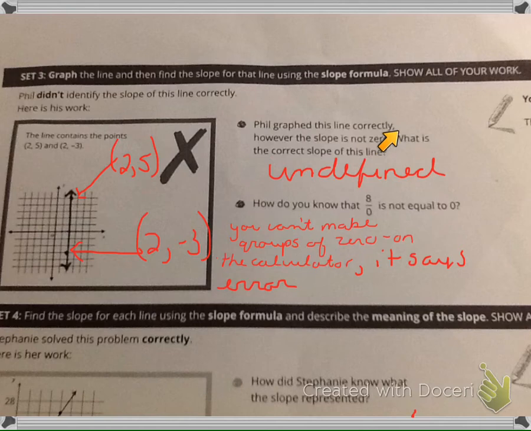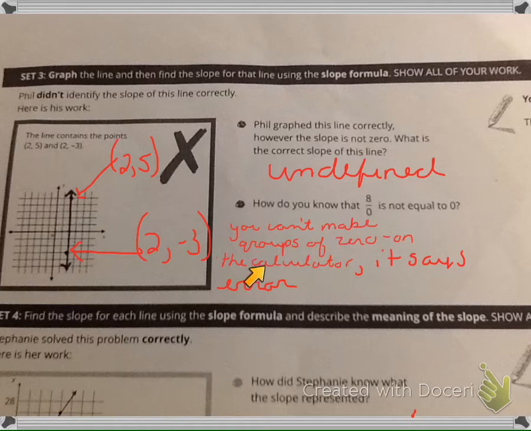But he said that the slope was 0, and it's not 0. So what is the slope? Well, it's undefined. And how do you know that 8 divided by 0 is not equal to 0? Well, you can't make groups of 0. If you were trying to make groups of 0 and then figure out how many groups of 0 were in 8, you can't do that.